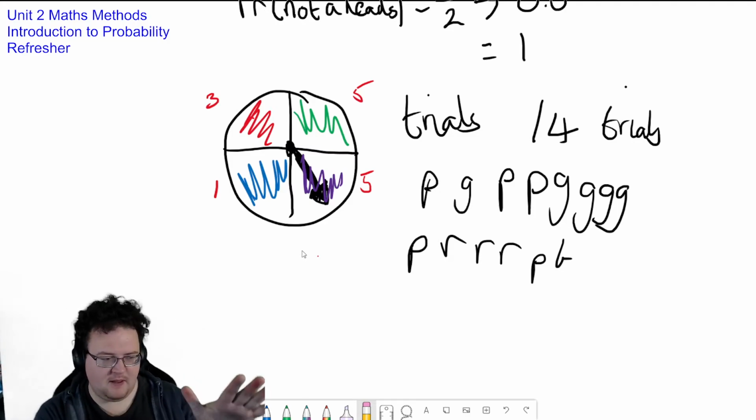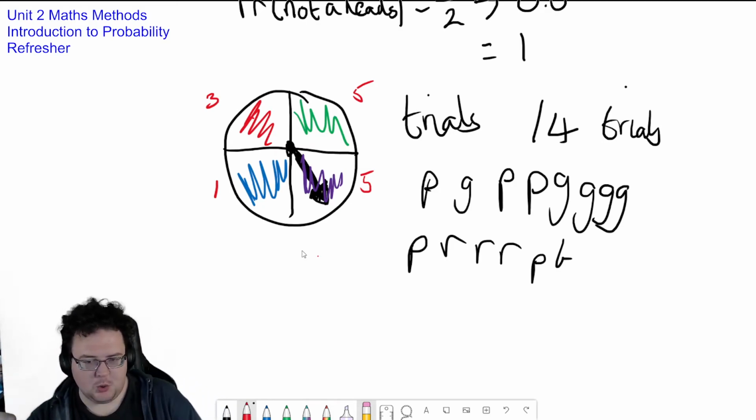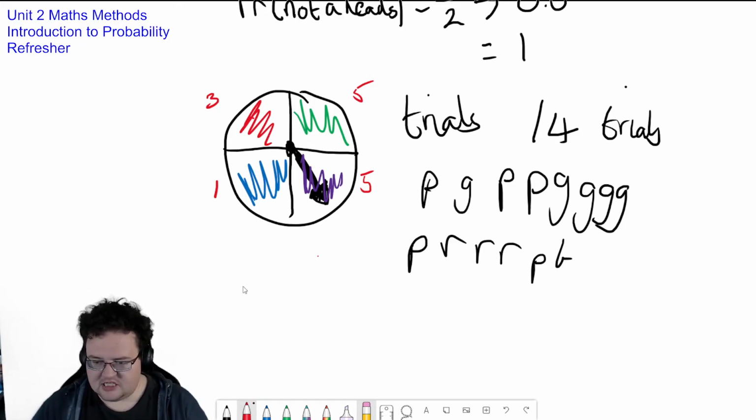Maybe the table is not on a flat surface. Who knows? All I can do is, if I know it's not fair, I can still estimate the likelihood of something happening on the next time I roll the spinner. And that is using what is called experimental probability.